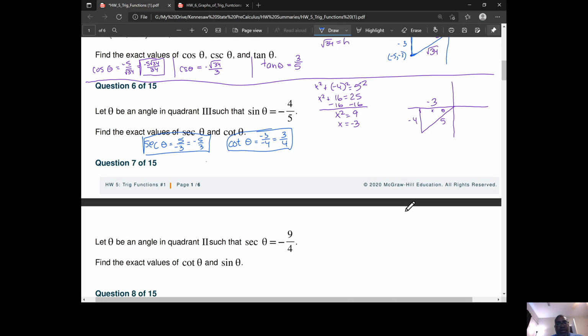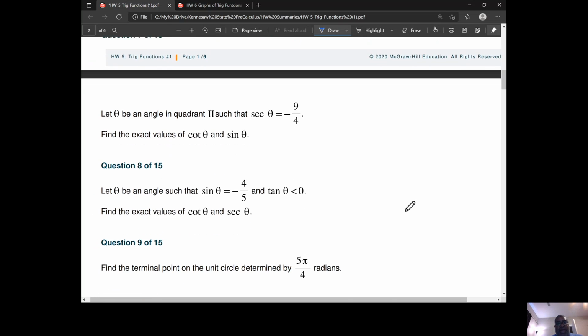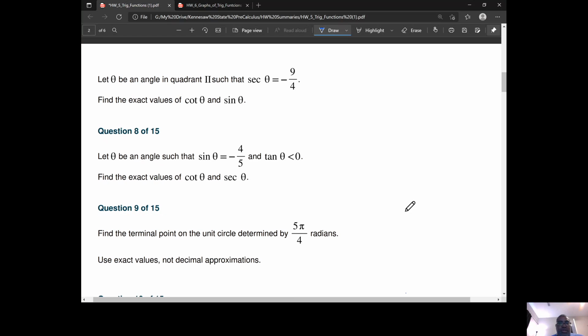All right. Question number 7. A lot of the same thing we're saying. Let theta be an angle in quadrant 2 such that secant of theta is equal to 9 over 4. That means that cosine of theta is equal to negative 4 over 9. So we have a triangle in quadrant 2. It does not need to be drawn to scale. Negative 4, 9. And this is going to be y over here because we have to solve for it.